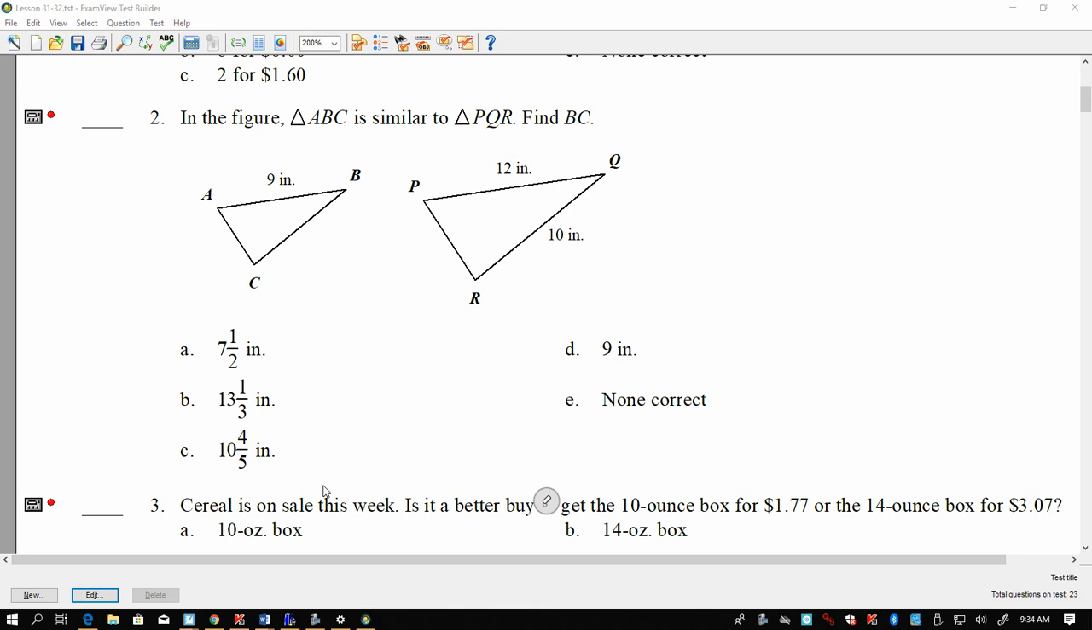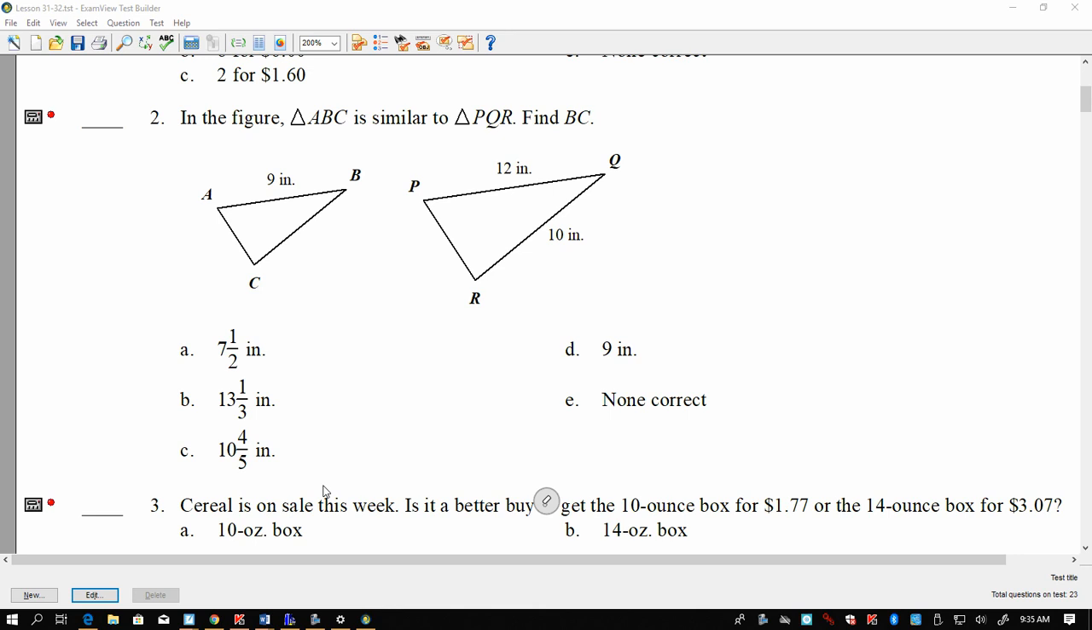Let's see. In the figure, triangle ABC is similar to triangle PQR. We want to find BC. If they're similar, then they are proportional, correct? So let's look at a proportion. Again, you kind of have to follow the voice if you end up going back to watch it. We want to compare some things. What can I compare? Do we want AB over PQ, or do we want PQ over AB? Do you guys know what I mean?